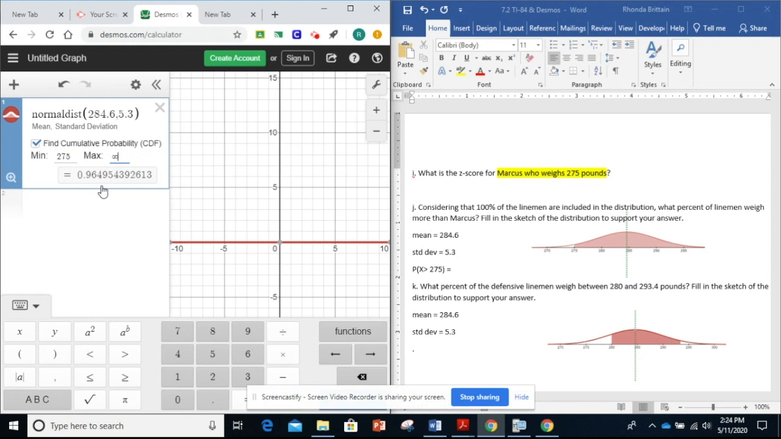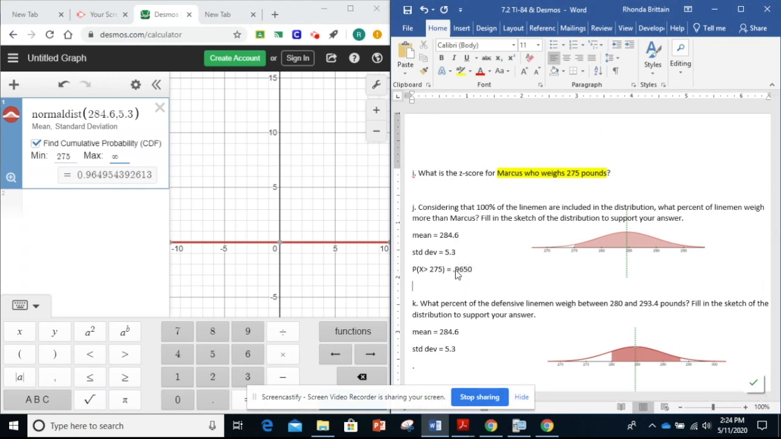And so it automatically calculates, and we got 0.9650 if we rounded. So I'm going to type that answer in. And so then we want a percentage for the final answer per the question. And so we would say that 96.5% of the linemen weigh more than Marcus.